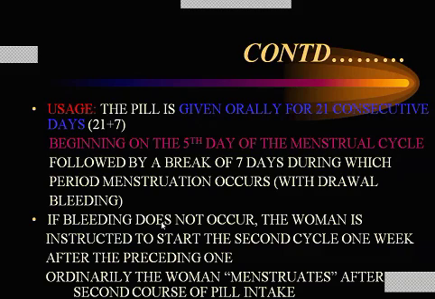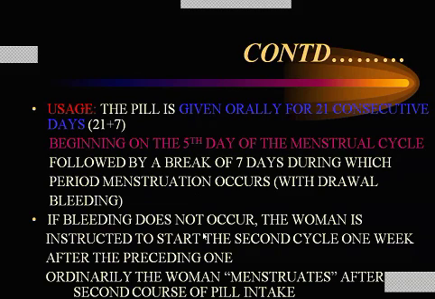We are withdrawing the hormone here. If the bleeding does not occur, the woman is instructed to start the second cycle 1 week after the preceding one. If a woman starts menstruation, the bleeding is half of that which occurs during ovulatory cycles. Here the cycles are anovulatory, and the bleeding comes from immature endometrium.